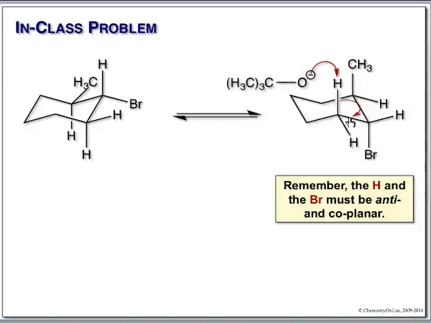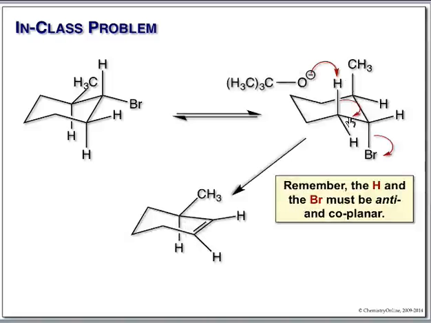Tert-butoxide pulls this off. Bromine leaves, and that is our alkene. A little bit of a trick question, but remember, they must be coplanar.